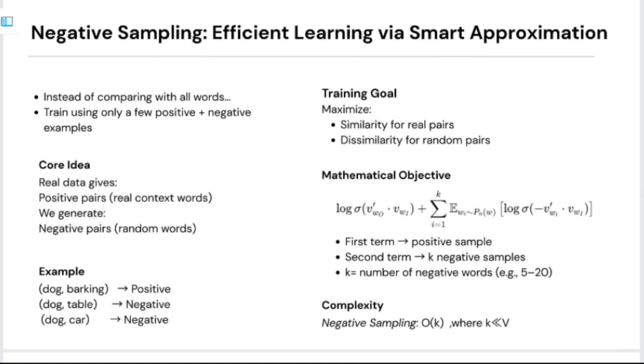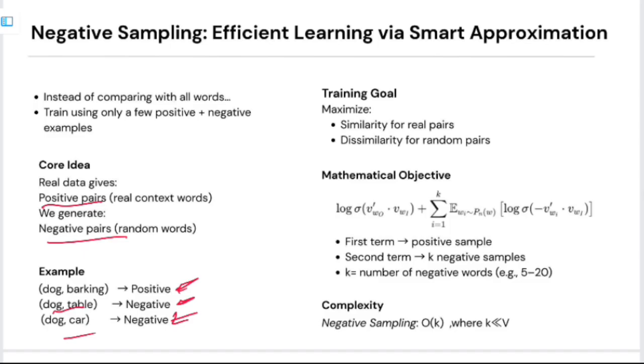Now we come to one of the most important ideas in this paper, and this is very useful in real life as well. So this is negative sampling. This idea is extremely simple but very powerful. Instead of trying to distinguish a word from the entire vocabulary, we only compare it with a few selected words. For each training example, we create positive pairs and negative pairs. The positive pairs are the words that actually occur together, and the negative words are randomly sampled words that do not occur together. For example, dog barking comes into the positive pair, whereas dog table is a negative pair, and dog car is also a negative pair.